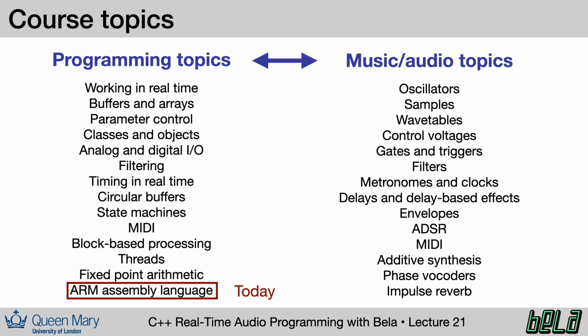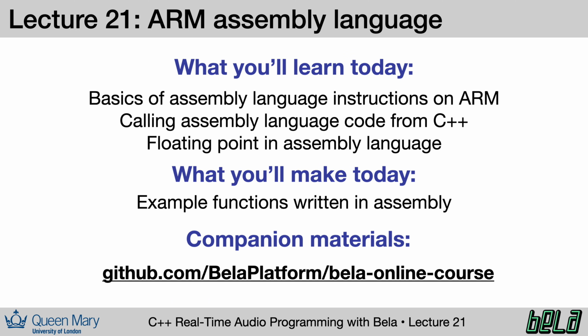However, we're going to take a deep dive into how our hardware actually works, and this will set us up nicely for the next lecture, in which we create very high-performance FIR filters taking advantage of the particular capabilities of the Bela hardware. In today's lecture, we're going to write code in assembly language, which is the form of programming which is the closest to what the hardware actually does. We're going to see the basics of how assembly language works and how to call assembly language code from our C++ program. We're then going to look a little bit at how to work with floating point numbers in assembly language, setting the stage for the next lecture.